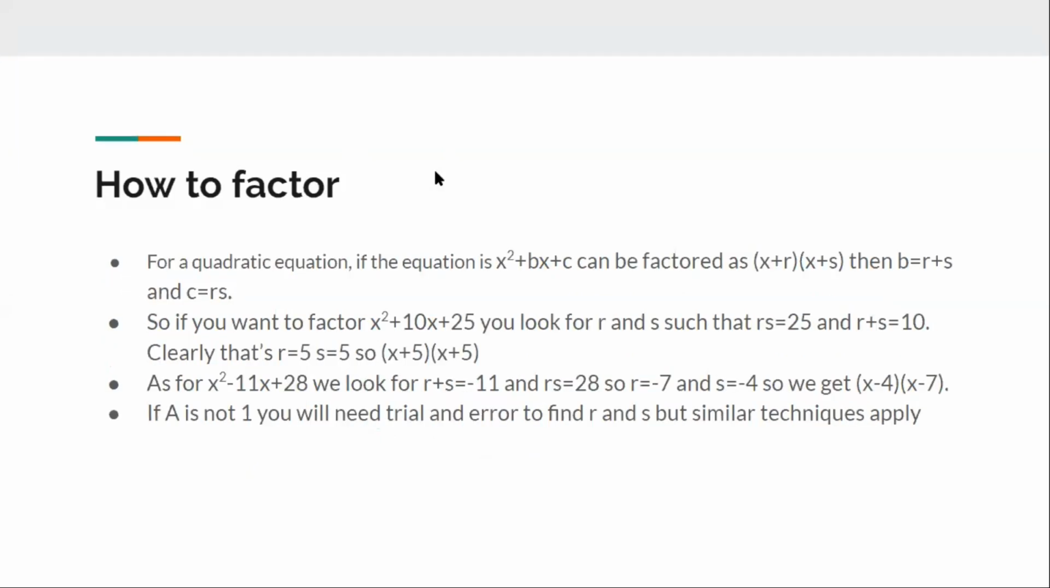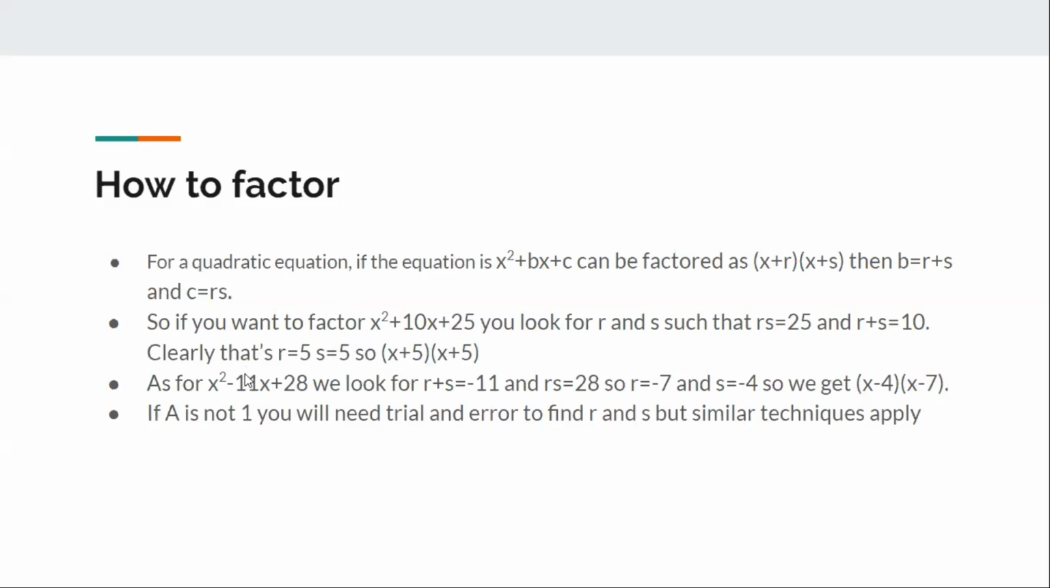Okay, so how to factor. If the quadratic is x squared plus bx plus c, it can be factored as x plus r times x plus s, where b is equal to r plus s and c is equal to rs. So if you want to factor x squared plus 10x plus 25, you want to find r and s such that rs is equal to 25 and r plus s is equal to 10. Clearly, that's when r is equal to 5 and s is equal to 5. So x plus 5 times x plus 5, or x plus 5 squared.